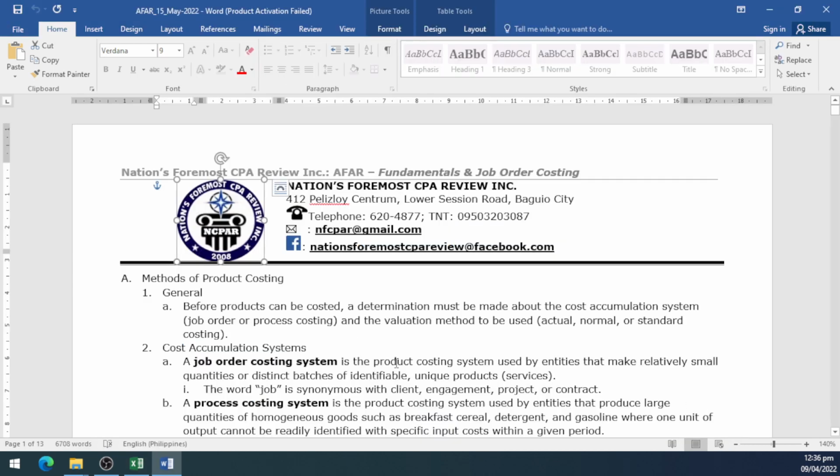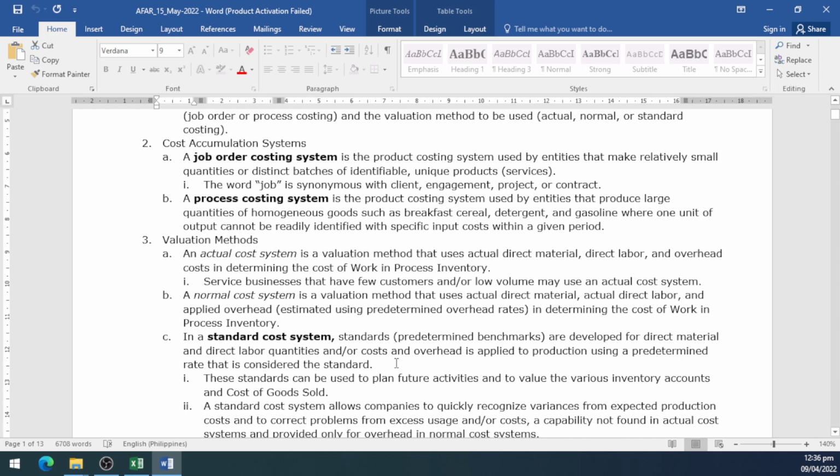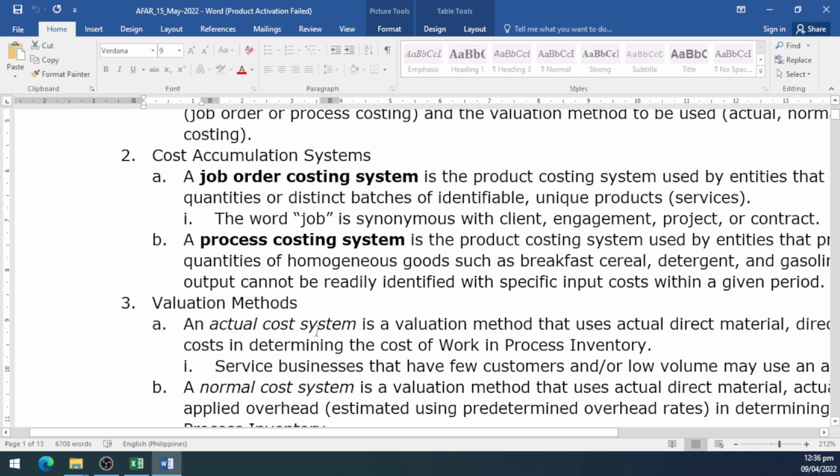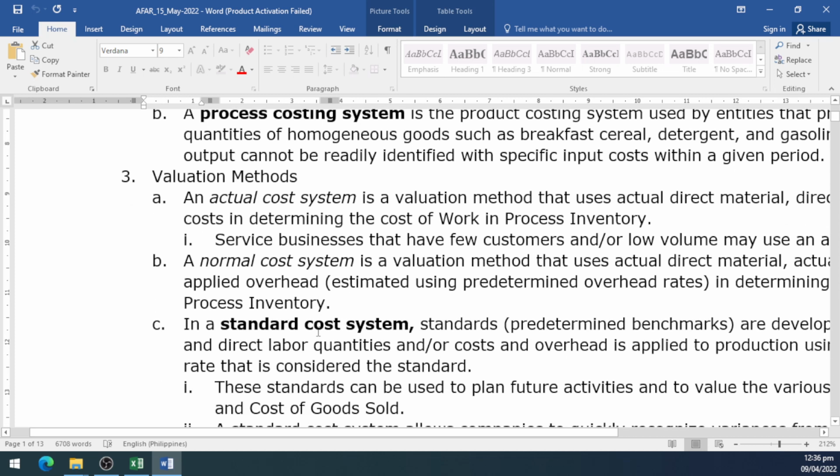Ito po, valuation methods or cost accounting system. Meron tayong actual costing, meron tayong normal costing, meron tayong standard costing. Sa actual costing, ang cost na ina-accumulate natin sa work in process na magiging product cost ay puro mga actual cost incurred: actual materials, actual labor, actual factory overhead.